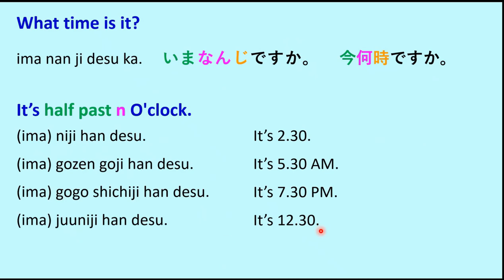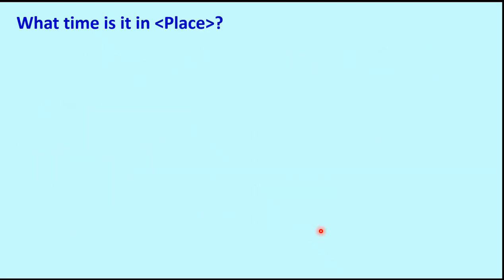So it's just 12:30. We don't know whether it's midnight or in the afternoon. Juuniji han desu, it's 12:30. Next is, what time is it in a place? That means if we want to ask what is the current time in a certain location, in a certain country or a certain place, how do we ask that?